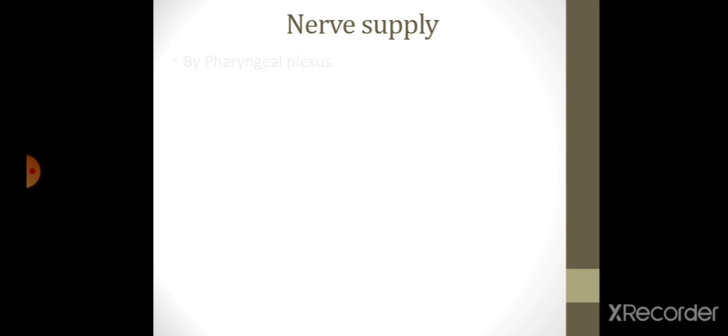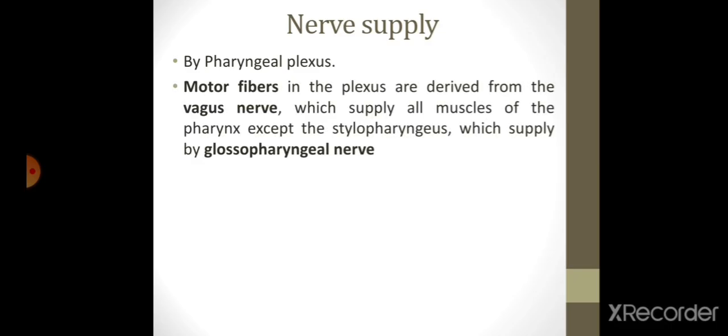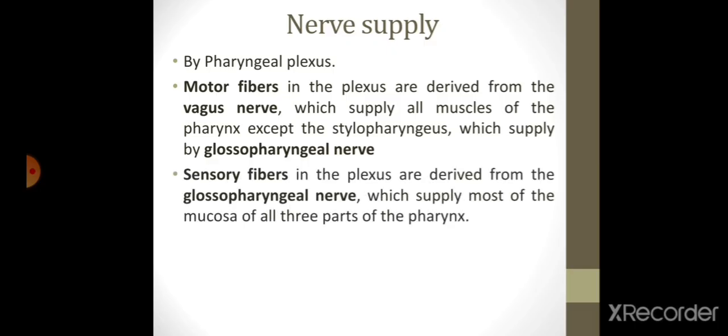Nerve of the pharynx. The nerves form a plexus. This plexus contains motor and sensory fibers. Motor for the muscles. So all the muscles of the pharynx are supplied by the vagus nerve except the stylopharyngeus muscle, which is supplied by the glossopharyngeal nerve. The sensation from the pharynx is carried by the glossopharyngeal nerve.